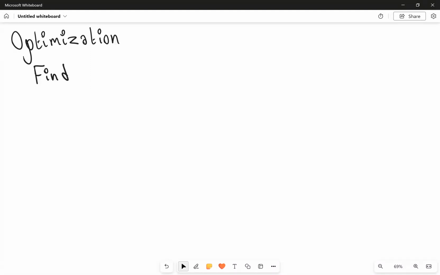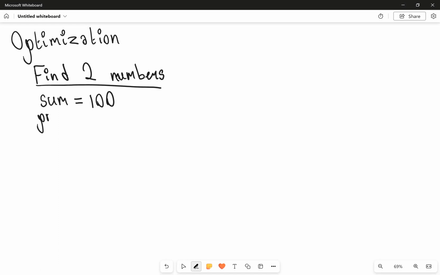Find two numbers whose sum is equal to 100 and whose product is the maximum. Let's not write out "is the maximum." Let's just write "maximum" there.